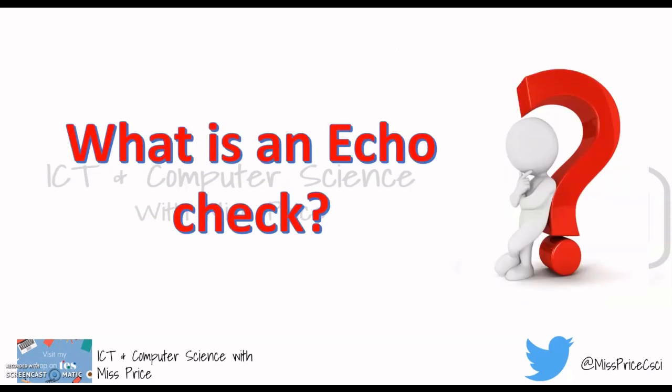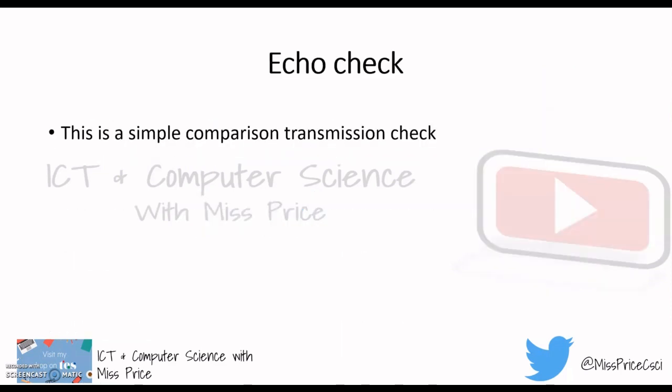Moving on, our last type of check is an echo check. And again, this is very simple. I would not say this is a sophisticated check at all, but nonetheless, it's useful, it's there, and it does happen. So, our echo check. This is a simple comparison transmission check. So you will receive data, you will check that data, does it match with the other data, yes or no?